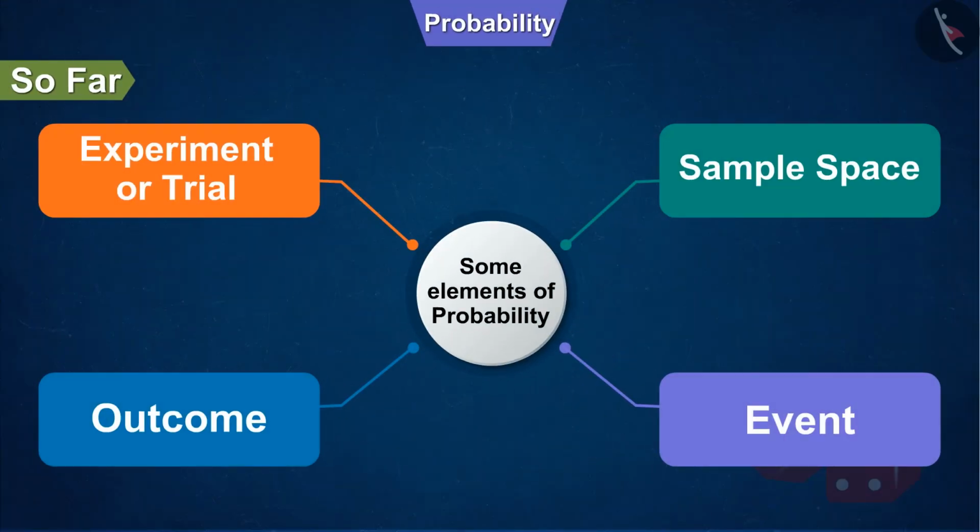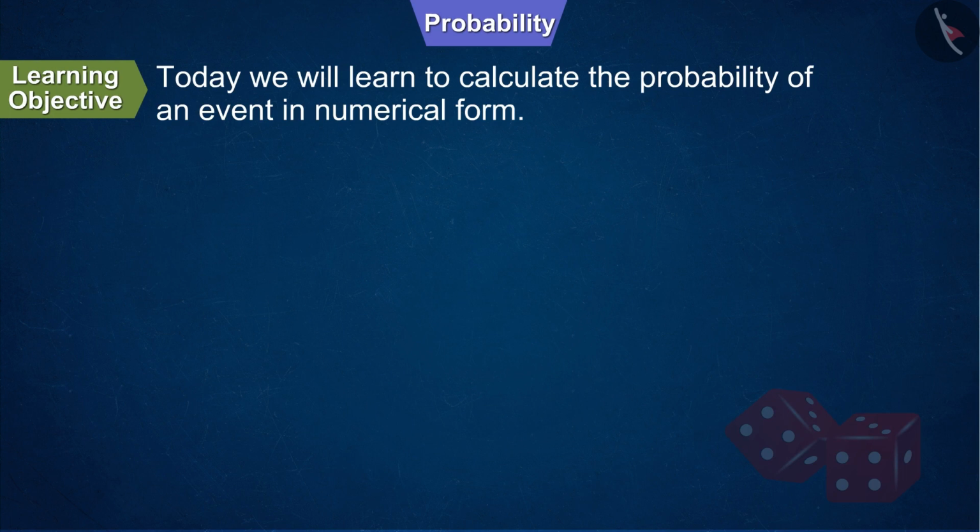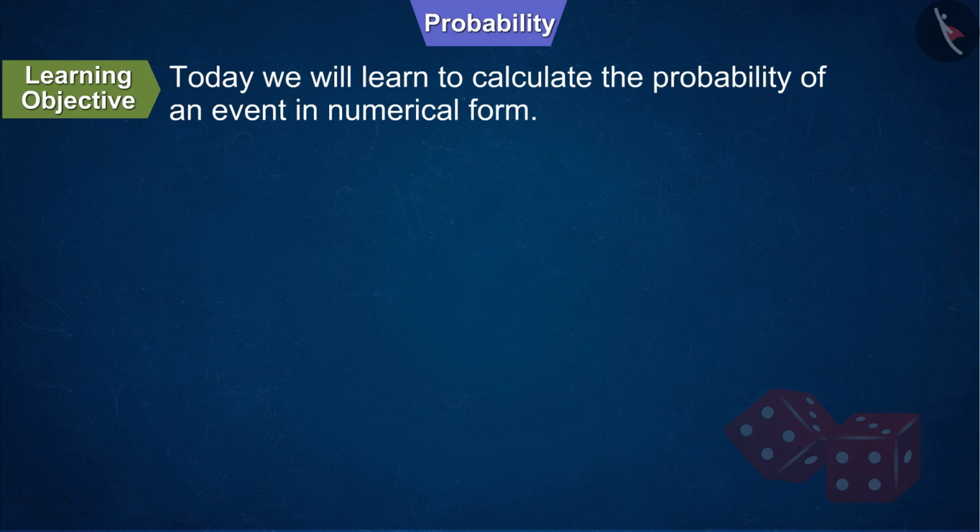In the previous video, we learned about some elements of probability. Today, we will learn to calculate the probability of an event in numerical form.